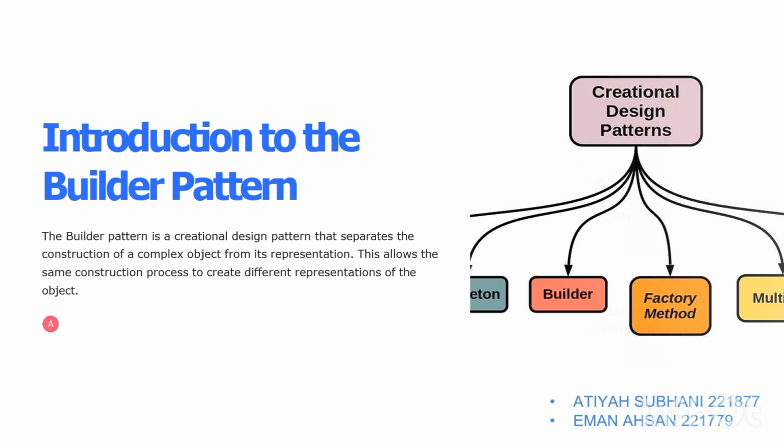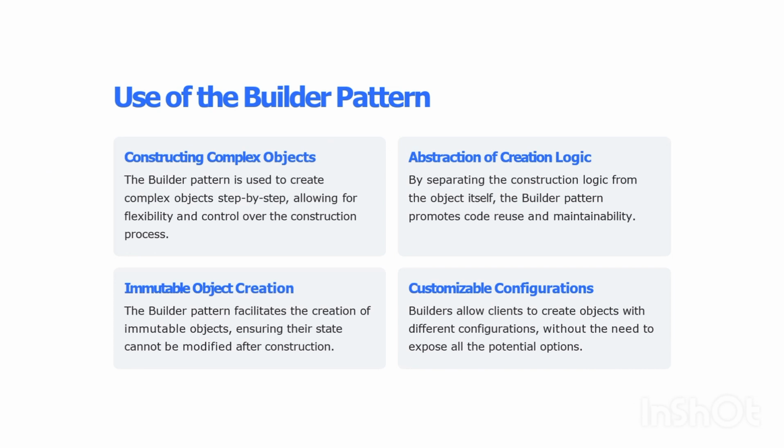Moving towards the uses of building patterns, here you can see there are four basic uses written. The first one is constructing complex objects and extraction of creation logic, immutable object creation, and customizable configurations. So this is basically useful in creating an object with many parts or configurations, and it is useful when you want to make the object creation process easy to understand and maintain, or you need different representations of the same construction process.